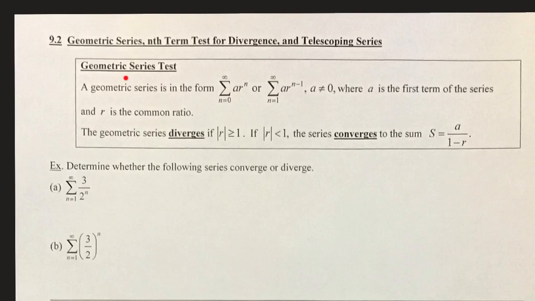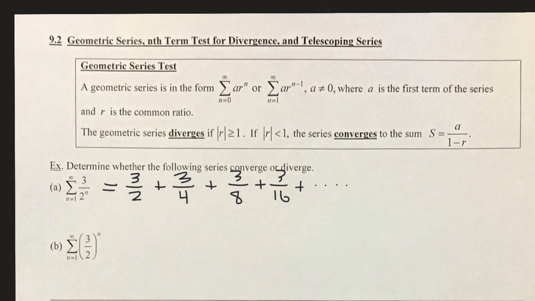So let's apply our geometric series test to this series: 3 over 2 to the n, where n starts at 1. Let's first write out some terms and see if we can figure out what the ratio is going to be. If n equals 1, that's 3 over 2. Plus, if n equals 2, that's 3 over 2 squared, which is 3/4. Plus 3 over 2 cubed, which is 3/8. Plus 3 over 2 to the 4th, which is 3/16.